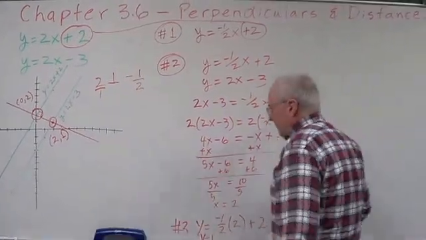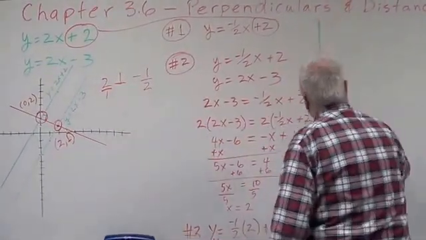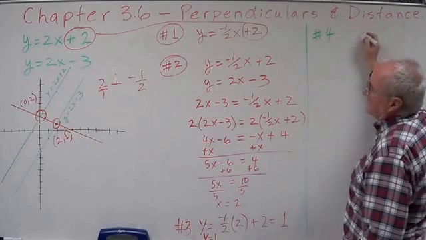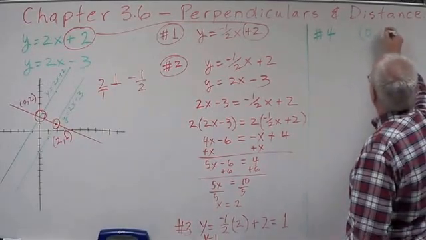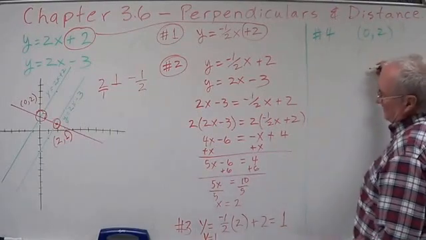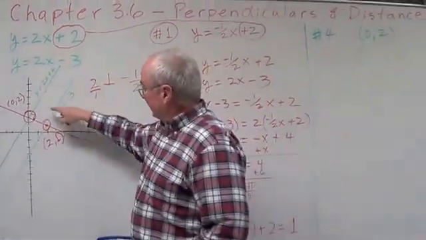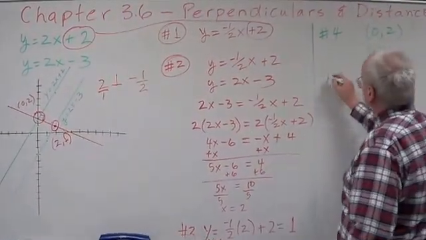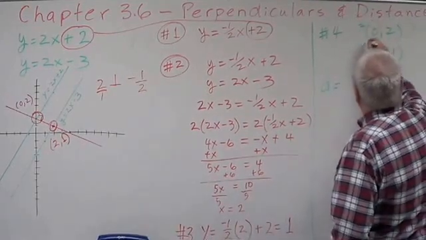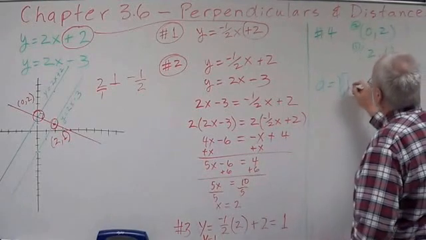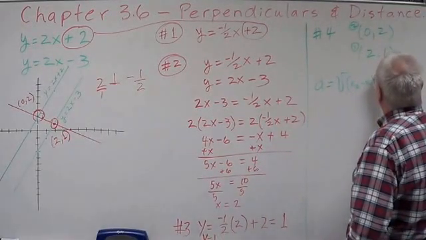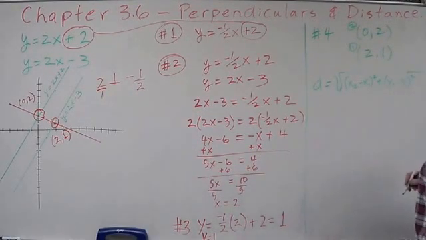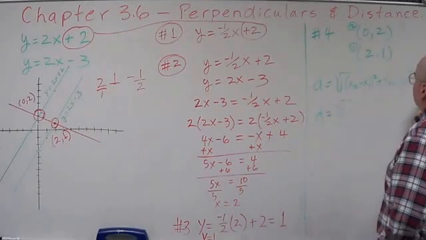So let's change color so we can tell what we're doing. Step number 4. Okay? We have 2 points. Our original point, the y-intercept, is 0, 2. The point that we calculated, the point of collision, the point of intersection of our other line and our perpendicular line, is 2, 1. Okay? Now let's just be different. Use it that way this time. x2 minus x1 squared plus y2 minus y1 squared. Okay? D equals, let's start replacing.